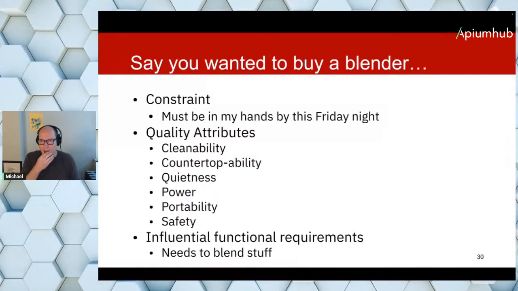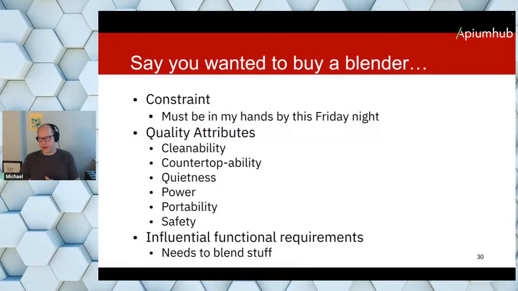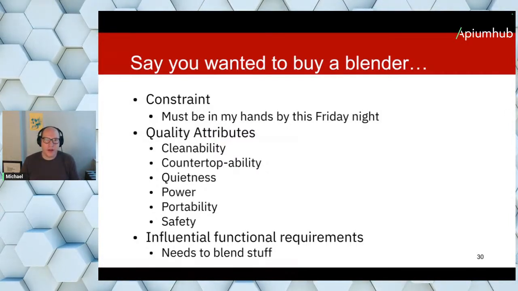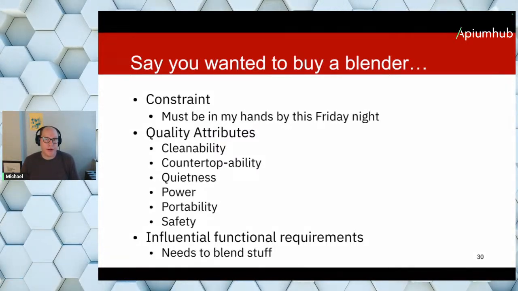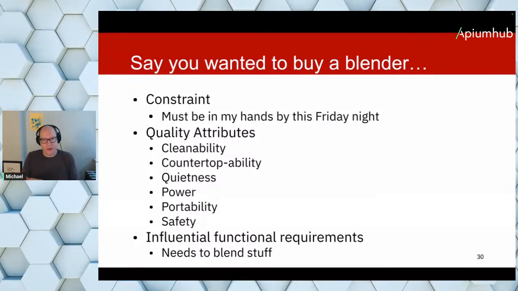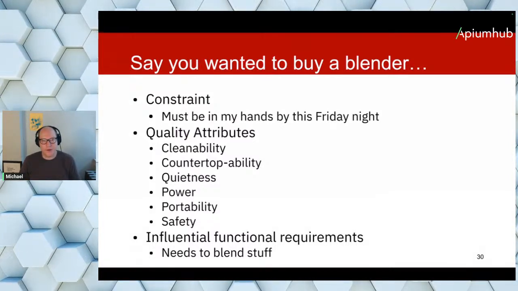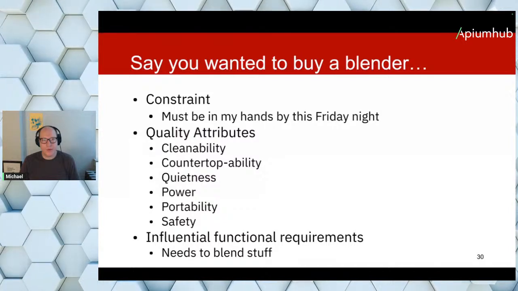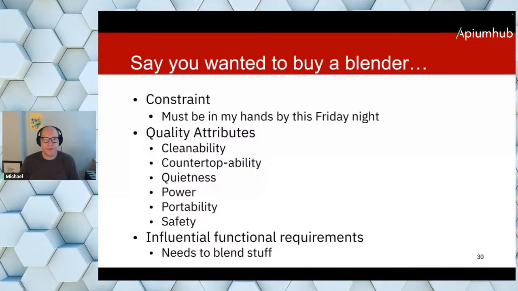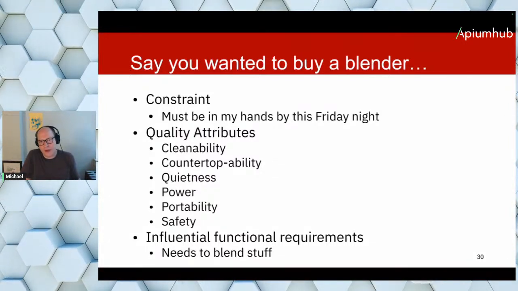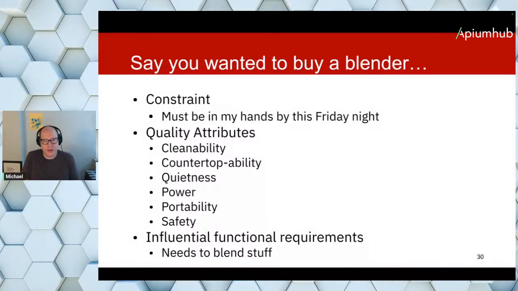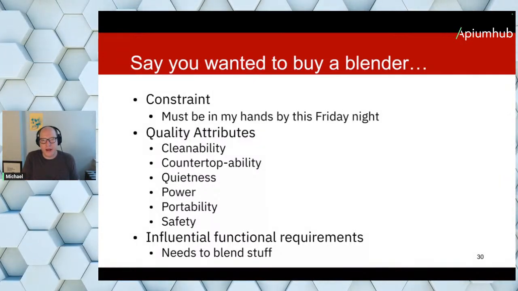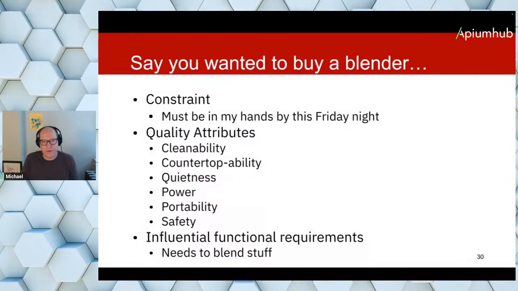All right. One more example on this point that I think maybe drives it home pretty well. Say you wanted to buy a blender, right? A blender for mixing some drinks, maybe milkshakes or smoothies, something like that, right? So a constraint. Let's say that you have a time constraint, a business constraint that, well, we need it by this Friday night, right? We're going to have a party. We have to have a blender by Friday night.